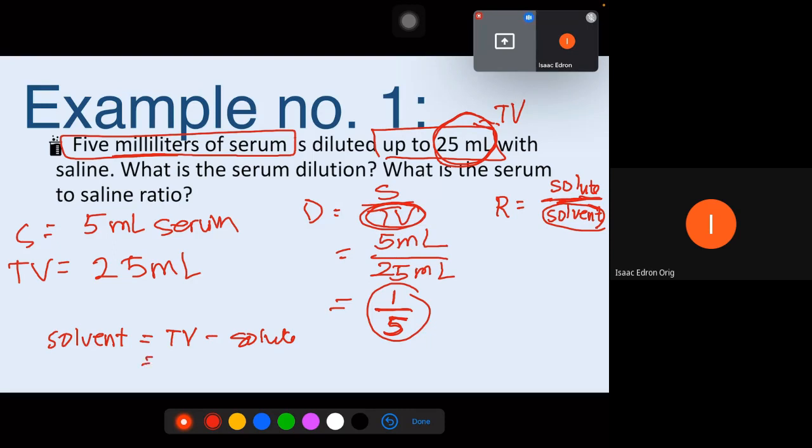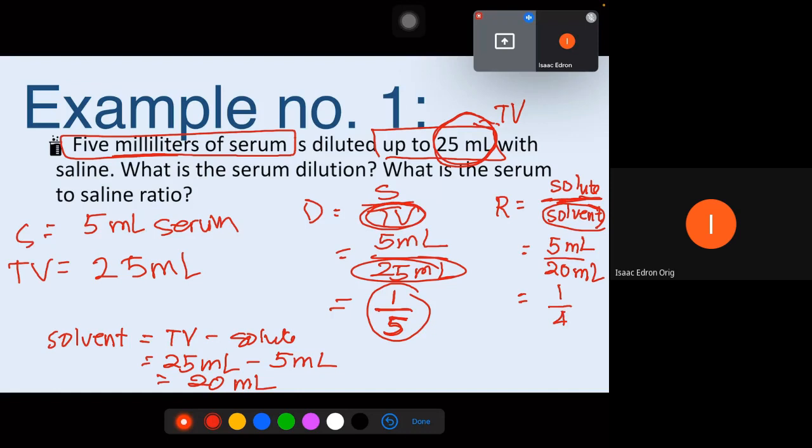So, the total volume is 25 ml minus the solute 5 ml equals 20 ml. So, ang ginamit natin na saline is 20 ml. So, the ratio from the serum to saline ratio is 5 ml over 20 ml. Di ba, different siya from the dilution, which is the total volume, which is 1/4 or 1 is to 4.